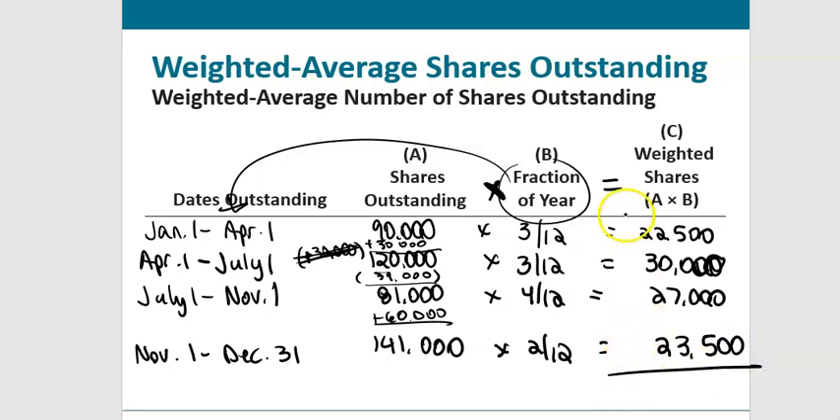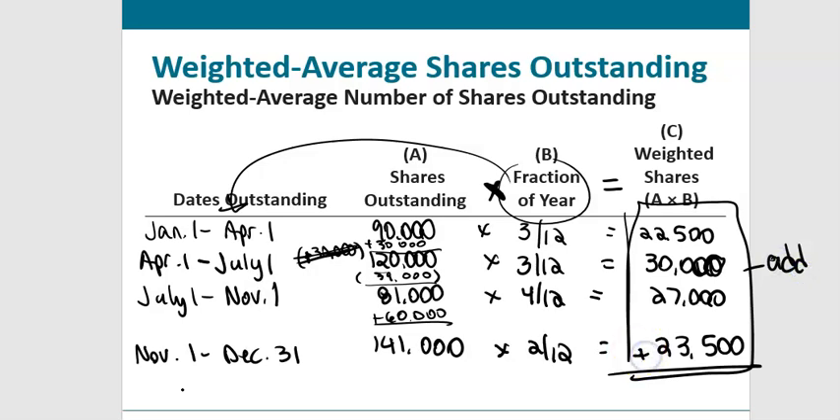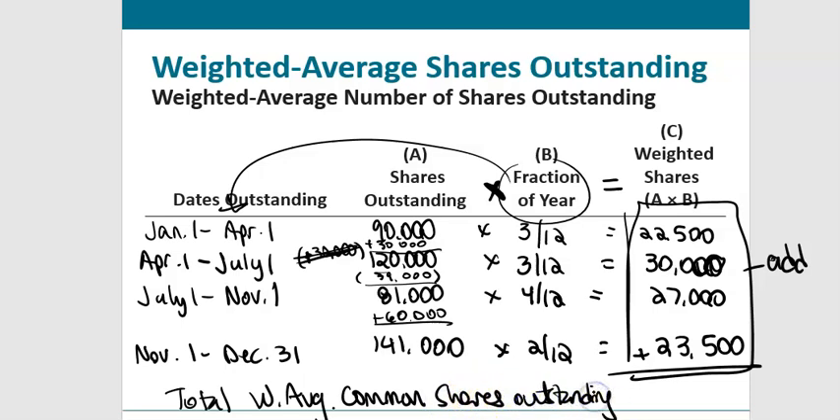We add all of this up to get total weighted average shares outstanding, equal to 103,000. And that's going to be our denominator in our basic earnings per share calculation.